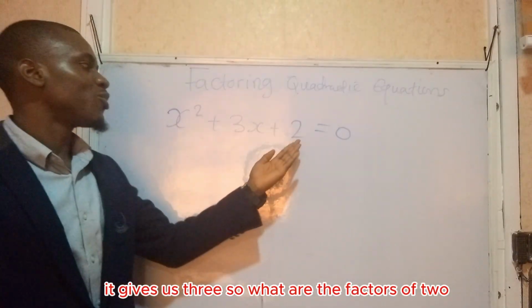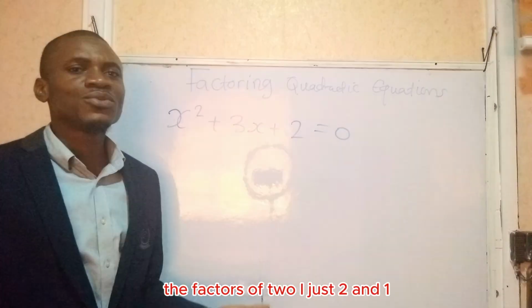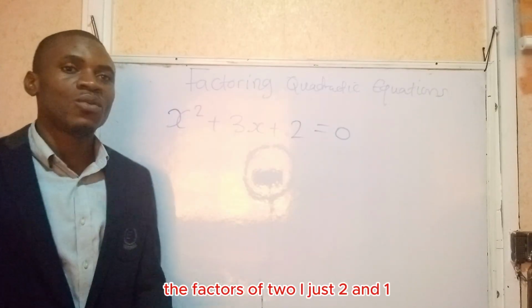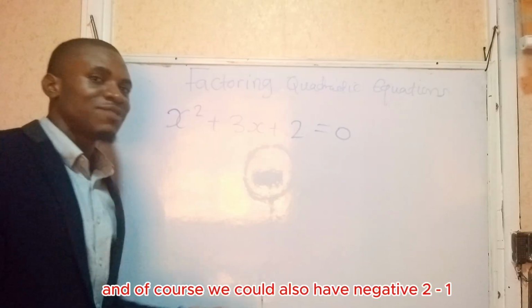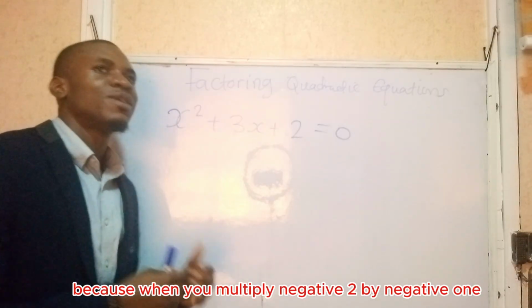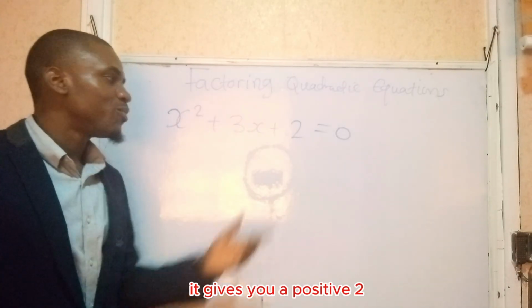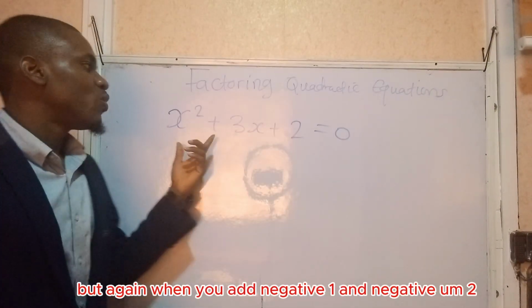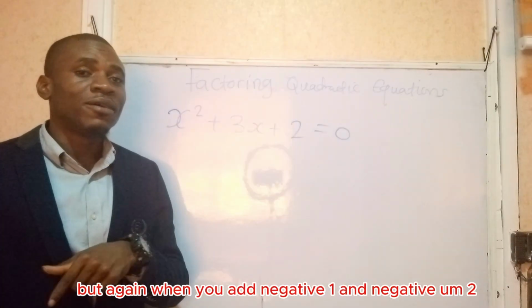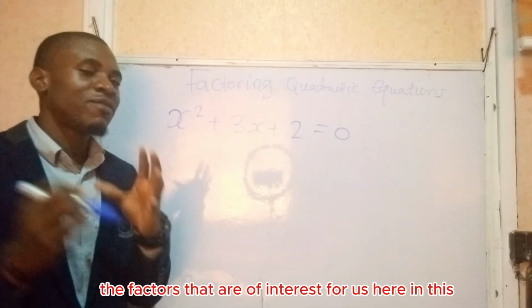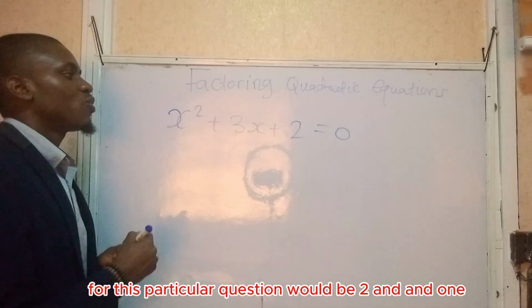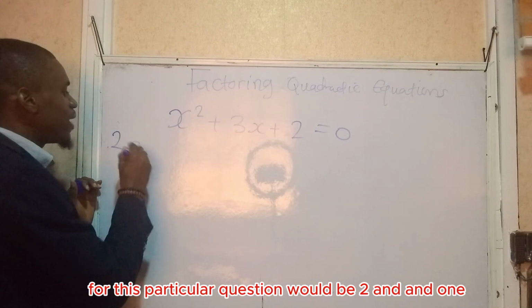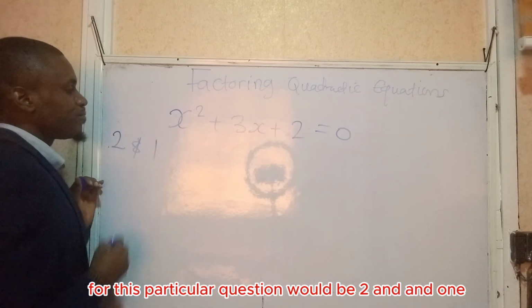So what are the factors of 2? The factors of 2 are just 2 and 1. And of course, we could also have -2 and -1, because when you multiply -2 by -1, it gives you +2. But when you add -1 and -2, it will give you -3, not 3. So the factors that are of interest for this particular question would be 2 and 1.